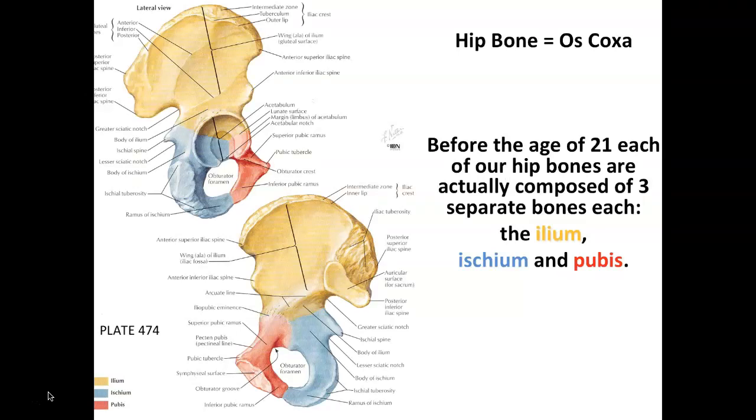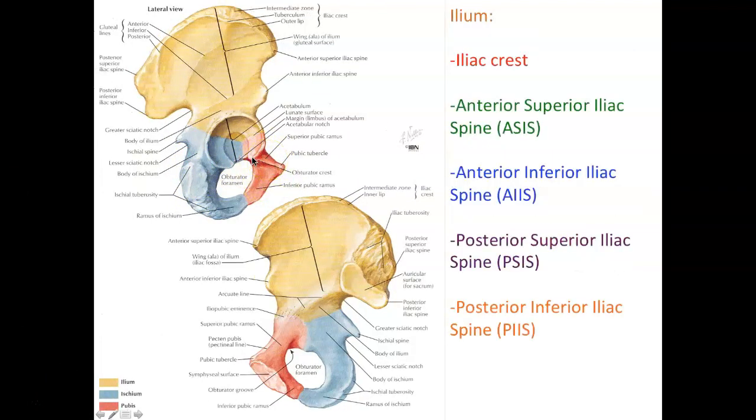I've taken this image from a Frank Netter atlas, which just has a bunch of various anatomical images, including all of the images you'll see in this lecture. Before the age of really 18 to 21, our hip bones are actually three separate bones: the ilium, the ischium, and the pubis. So let's talk about each one of those bones individually.